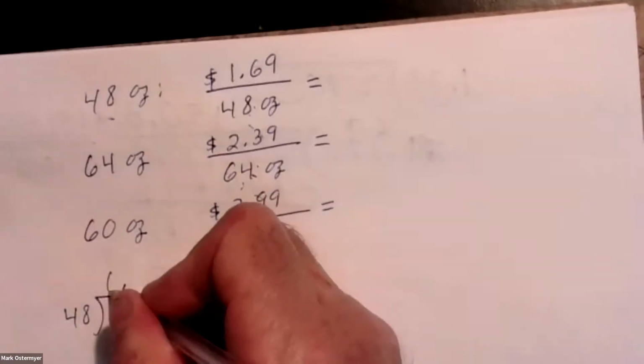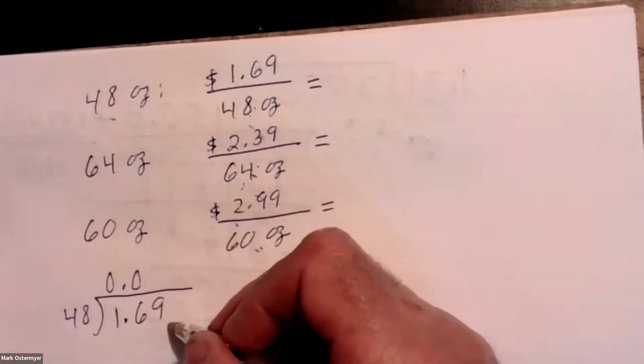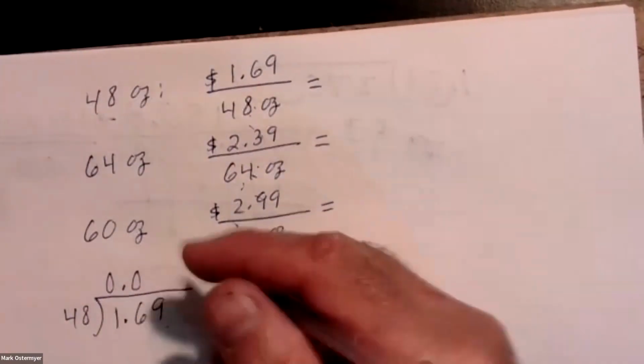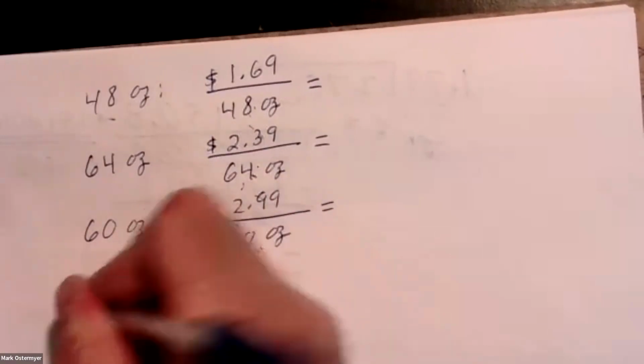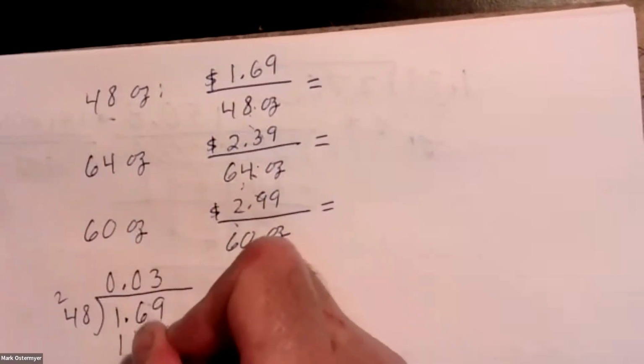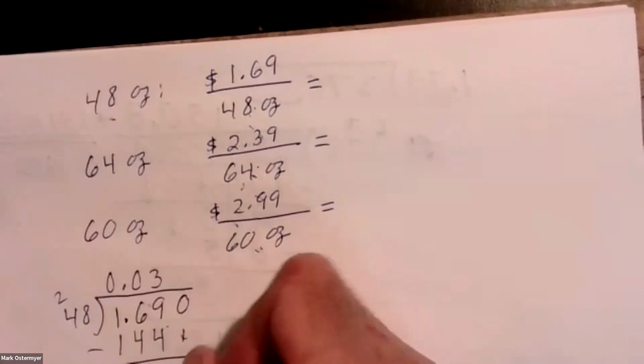How many times does 48 go into 1? It doesn't. How many times into 16? It doesn't. How many times into 169? 4 is too big. 3 will work. 3 times 8 is 24, 3 times 4 is 12, plus 2 is 14. Subtract, 5, 2. Add a 0, bring 0 down. You get 250. Okay.